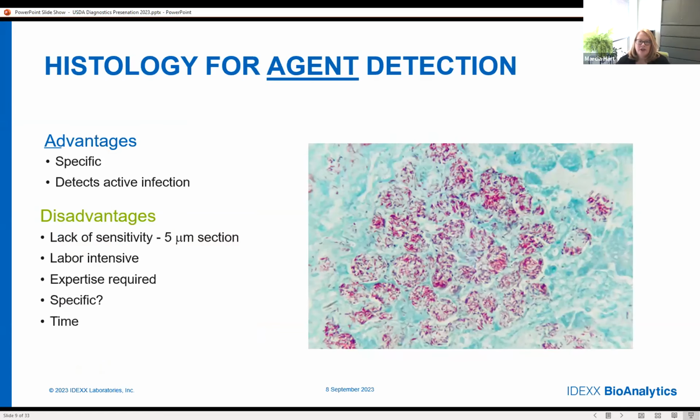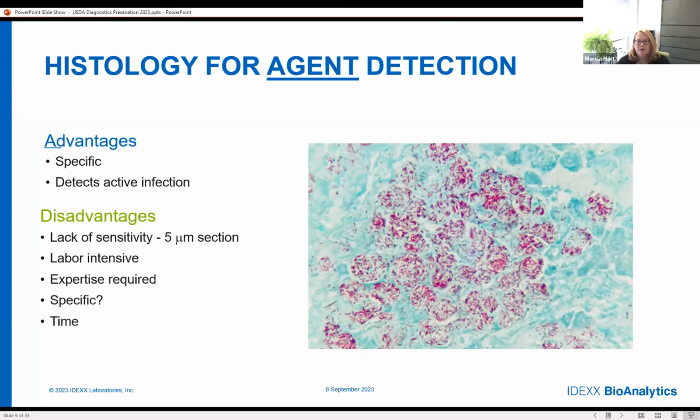Histology for agent detection. This is a great method of examining for disease. The advantages are that it is specific and it detects active infection. So again, if I can find that ideal lesion during necropsy and I can sample that lesion, send it off to the lab for histology, it increases the chance that I can detect the agent within that tissue. The disadvantage is that histology for the specific agent lacks sensitivity.